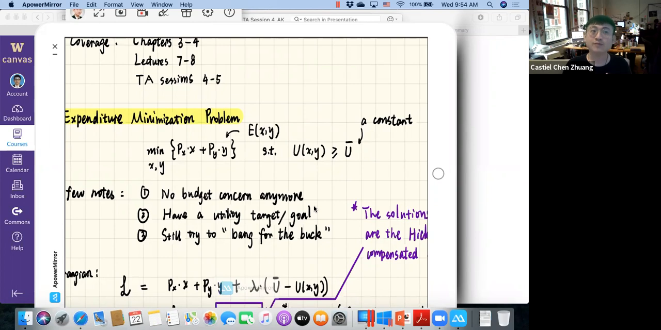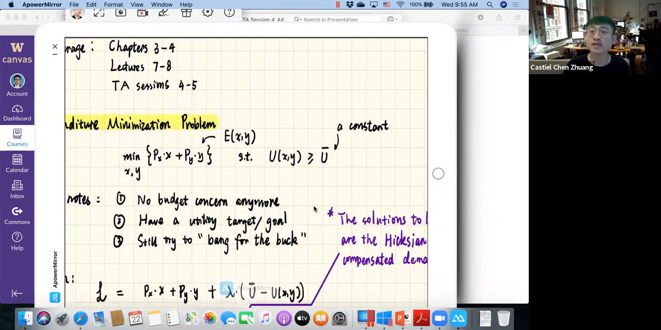And that's actually the dual problem of utility maximization. We are still trying to get the most bang for the buck, okay? So they are sort of equivalent, but here we do not have any concern of the budget. You can spend as much as you want, but you just need to find the most efficient way to spend your money. And then you have a utility target or utility goal. You want to achieve a certain level of utility. That's why in this question, the constraint becomes that your utility should be greater or equal to a certain level. You want to achieve that at least, okay?